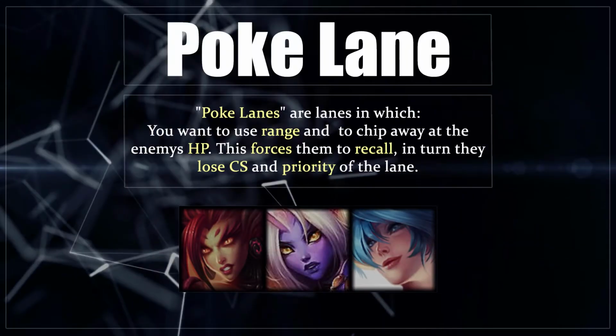A poke lane would be something like Zyra and Varus. Zyra's plants give her a lot of range, so she can poke down the enemy without them having a chance to respond. Your objective in this lane would be to gain a HP lead, so they have to back. Poke lanes have less kill threat, but they gain advantages through things like CS leads. Supports like Sona, Soraka, and Zyra fall into this category.